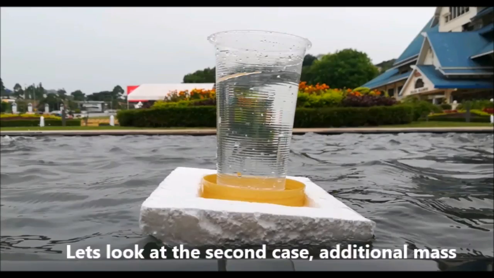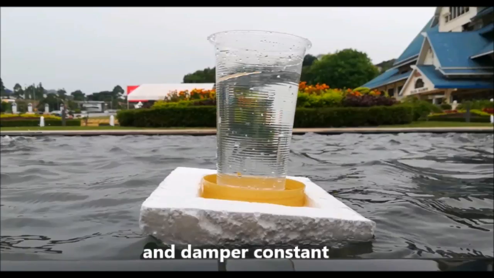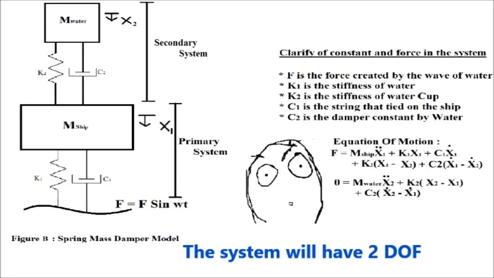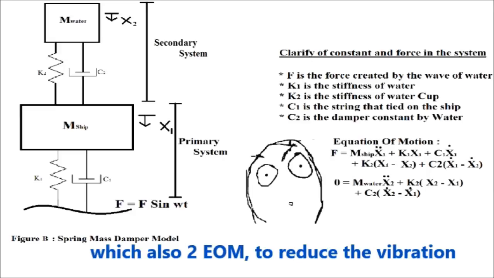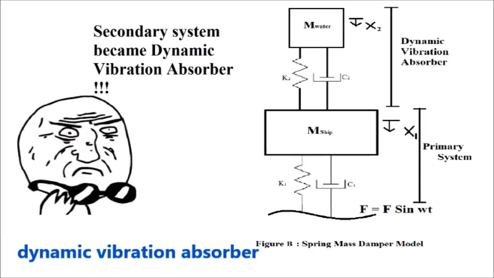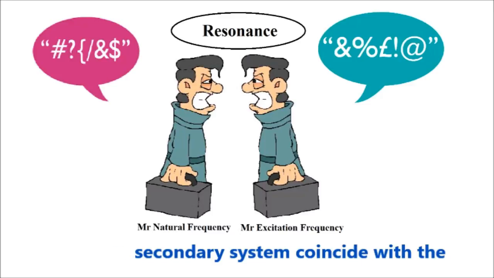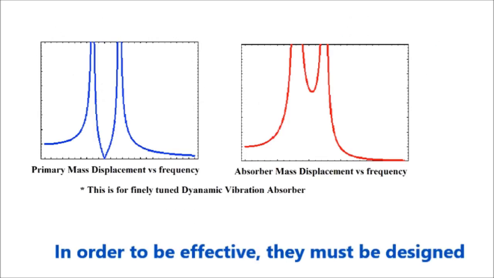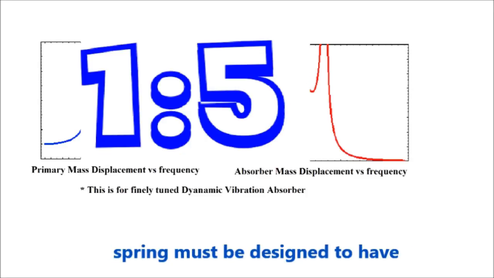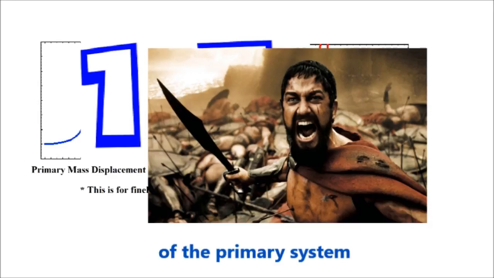Let's look at the second case. Additional mass is added onto the ship but with a spring constant and damper constant. The system will have 2 degrees of freedom, with also 2 equations of motion. To reduce the vibration of the primary system, the secondary system will act as the dynamic vibration absorber, where the natural frequency of the secondary system coincides with the excitation frequency. In order to be effective, it must be designed with a proper mass ratio, and the spring must be designed to have sufficient strength to absorb the energy of the primary system.